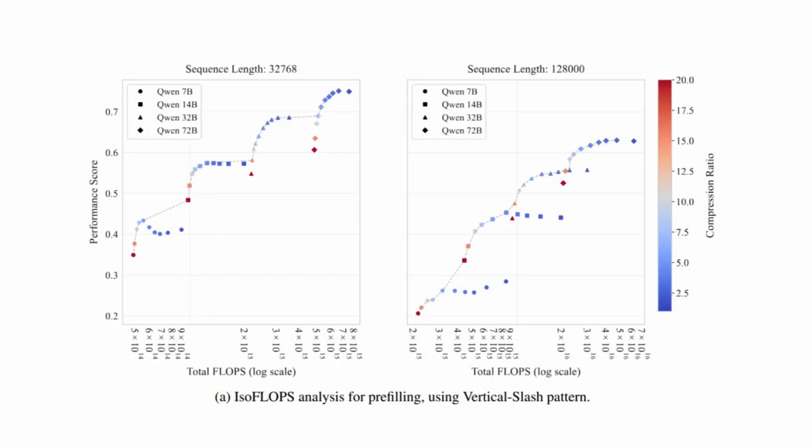The first result figure is very information dense, so let me walk you through it slowly. We have two plots, one for shorter sequences of 32K and one for larger sequences of 128K. The different shapes are the different sizes of Qwen. The coloring is the compression ratio, so that means the hotter the color, the sparser the model. The y-axis is the performance, and the x-axis is the computational budget.